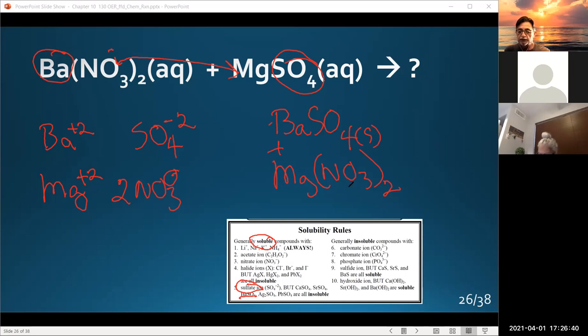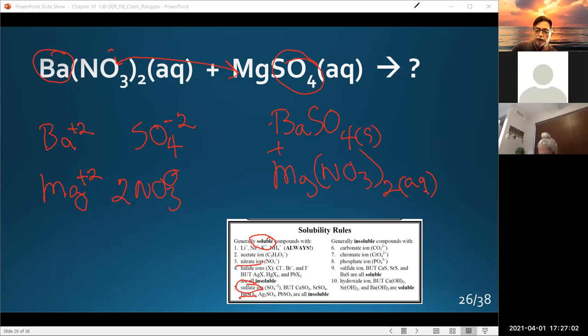Then we look for the solubility of the nitrate. The nitrates, look at number 3. Regardless of what nitrate is bonded to, always soluble. And since we're doing aqueous, this is AQ. So guess what? We have a positive reaction, okay? We have a positive reaction.